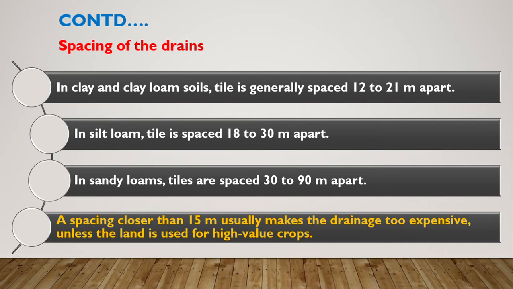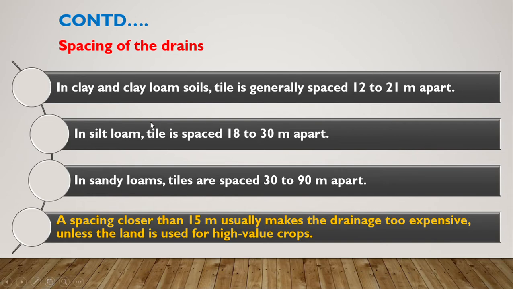And in clay and clay loam soils, tile is generally spaced 12 to 21 meter apart. So that much distance will be provided for the tile drains when installed in clay or clay loam soils, because clay is a type of soil which has less transmissivity or less permeability of water. In clay soils water will be less permeable, so a large number of drains is not needed there. Drains can be placed at a large spacing there. So we need only one drain at every 12 to 21 meter.